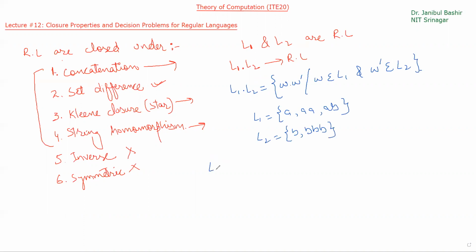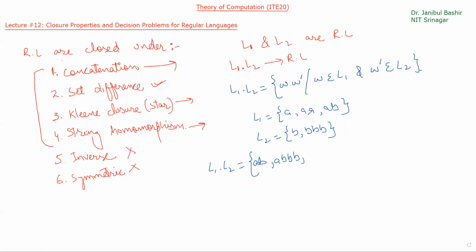Then what will be L1 dot L2? L1 dot L2 means I have to first take W. What is W? W belongs to L1. So W can be A, and AB. And I have to take W dash and combine these two. So A can be combined with B, so one string will be AB. Another will be A combined with the second one, A, B, B, B. Okay, any other possible? No.